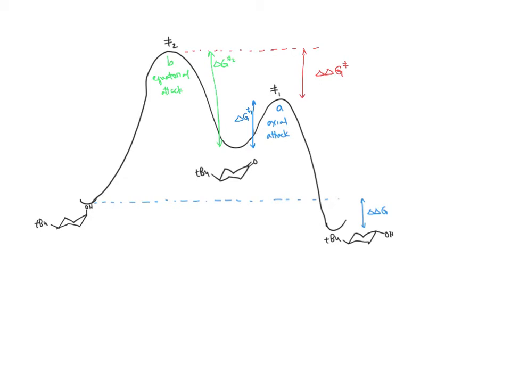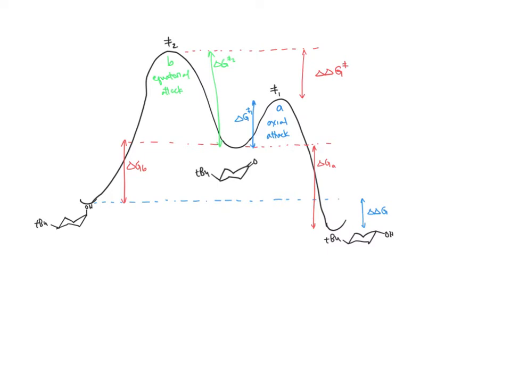Of course, if we go on the other side, the energy difference between the starter material and the product, that's the delta G, let's call that A. And then on the other side, this energy difference is delta G B, where the difference in energy between those two is the delta G.